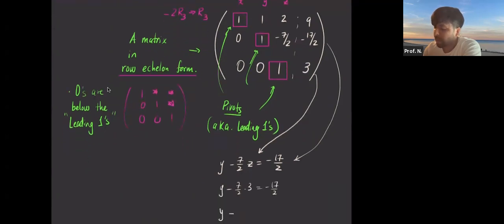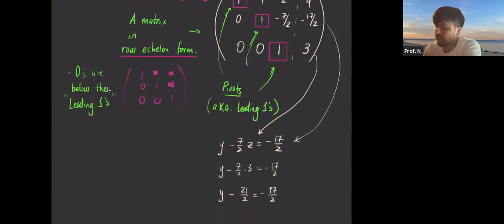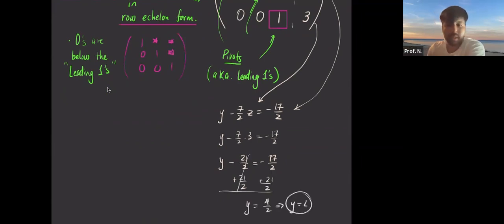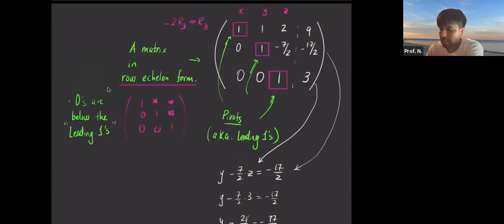Then y minus 21 over 2 equals negative 17 over 2. You add 21 over 2 on both sides, and what do you get? You get y equals 4 over 2, which equals 2, which is what we expect. Now you know what y is and what z is, go back to the first equation, plug in those values, and you get what x is.